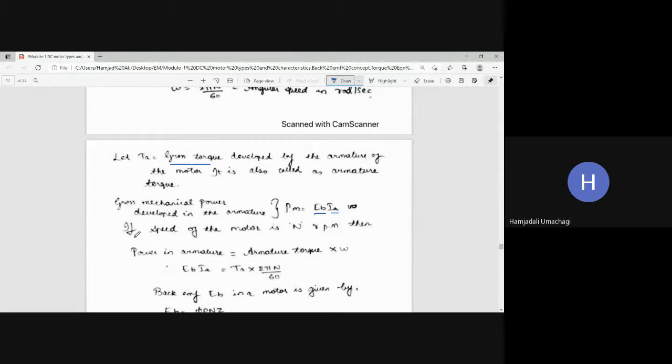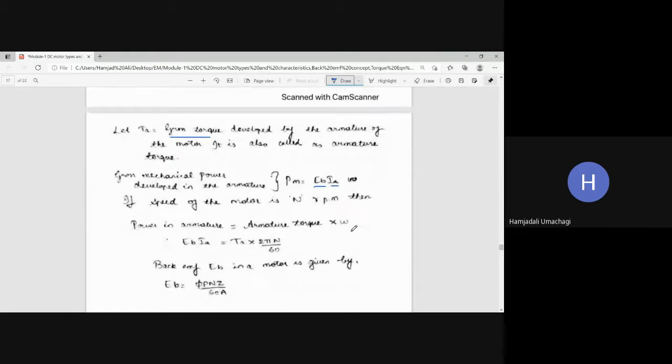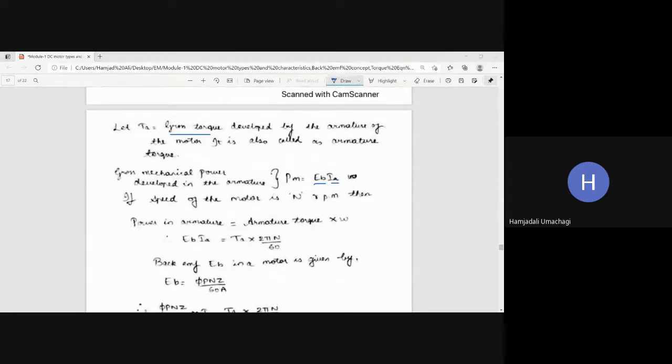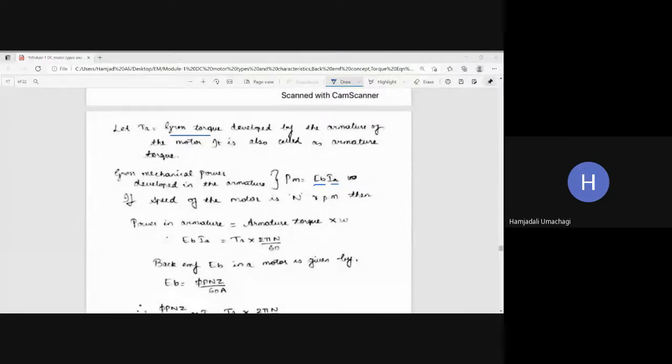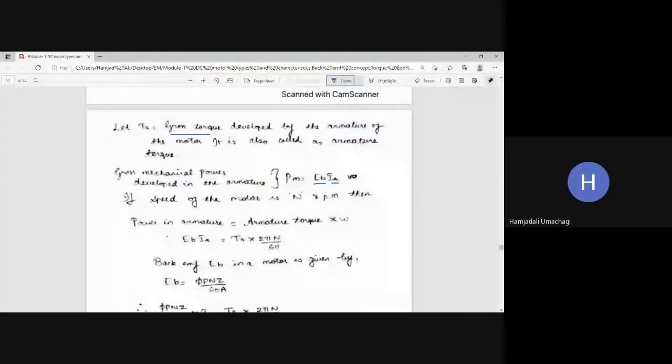Then if the speed of the motor is capital N RPM, if it is running at a speed of N RPM, then power in the armature is equal to armature torque into omega. We know that power P is nothing but armature torque into omega. So what is the power in the armature here? Already we have seen it is EB into IA. So replace this PM term. This is nothing but PM. So now this PM changes to EB into IA, that is equal to armature torque, TA.